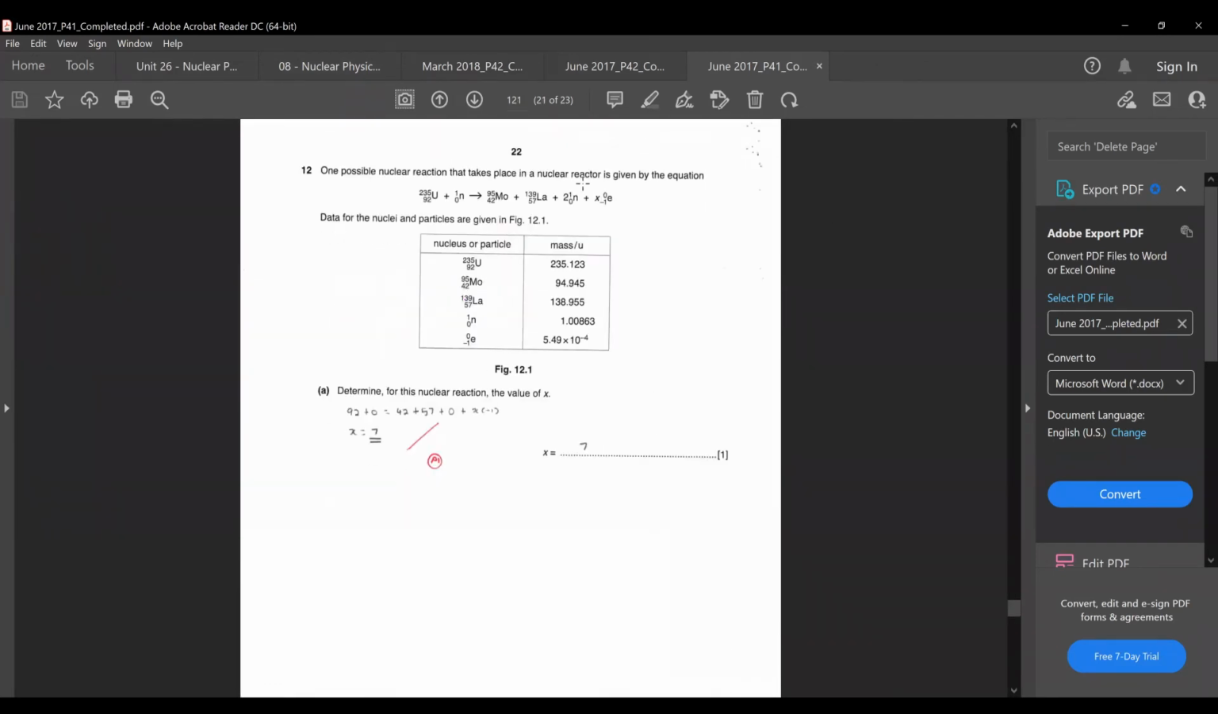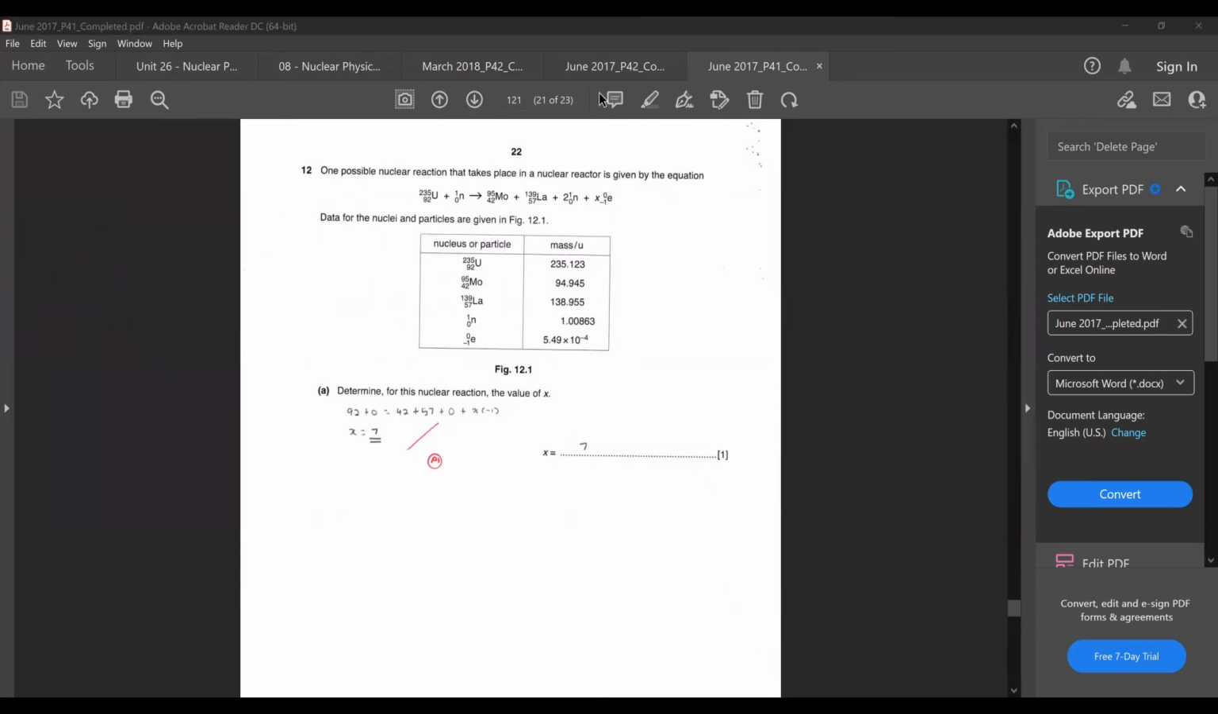Now for this particular question, they are asking you to complete the nuclear reaction again. One possible nuclear reaction that takes place in the nuclear reactor is given by this equation. Data for the nuclei and the particles are given in the table below here. These are all the particles and these are all the masses in terms of unified atomic mass. Find out for this nuclear reaction the value of X. X is this one here. They tell you you have electrons, but they never told you the number.